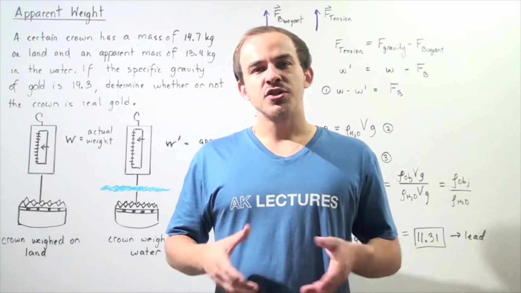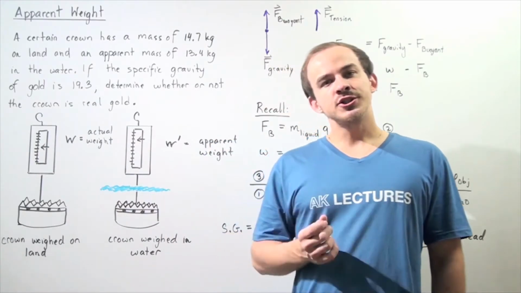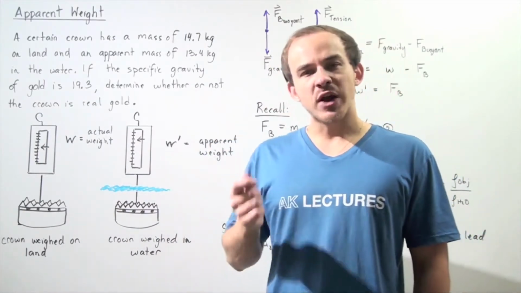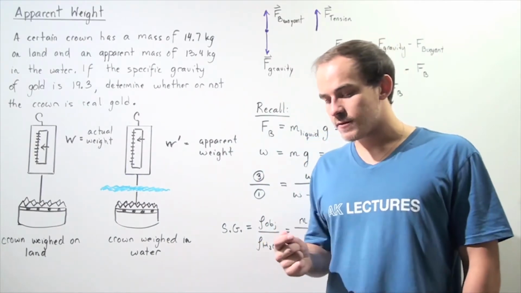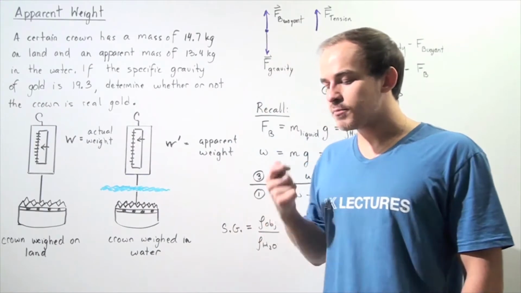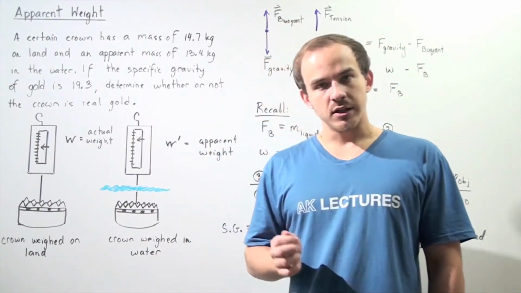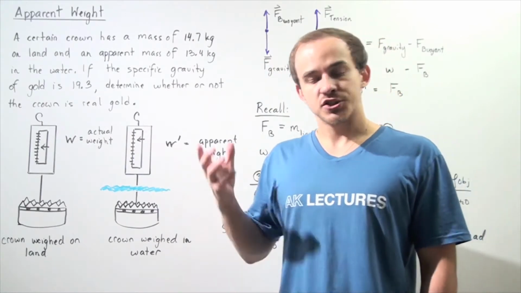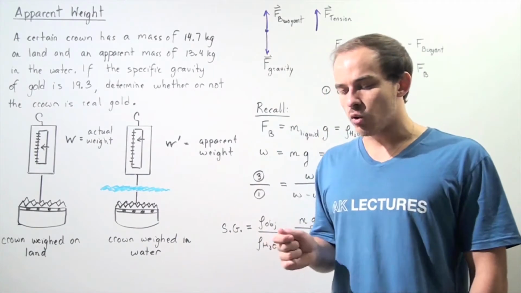So let's imagine that we're Archimedes, and our king asks us to determine whether or not a crown that was given to him as a gift is pure gold. So how exactly would we go about solving this problem? How can we use Archimedes' principle to determine the answer, the solution to our problem? Is the crown real gold?